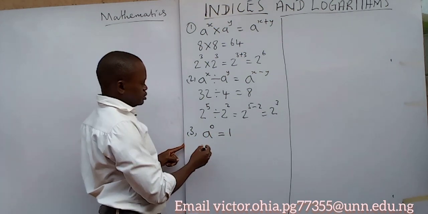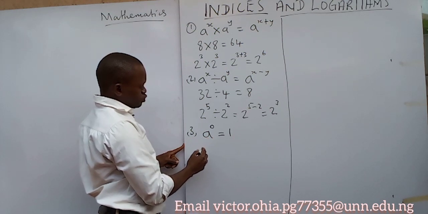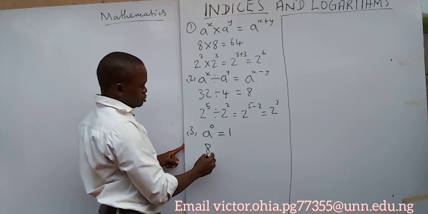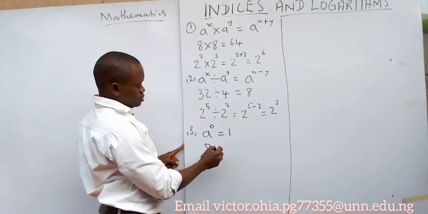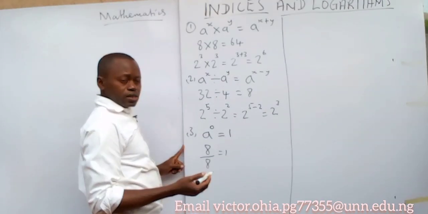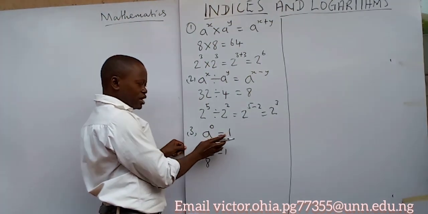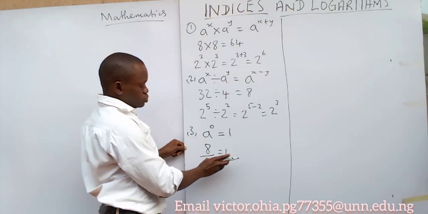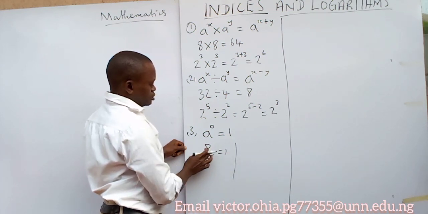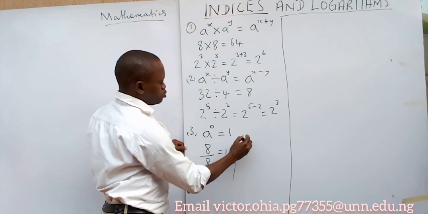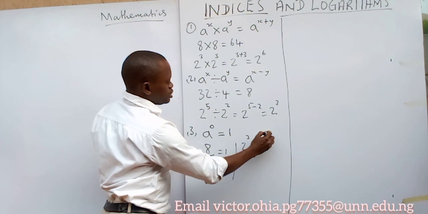Let me try something like this. I have been working with 8, even numbers. Now, if you have 8 divided by 8, what is it? 8 divided by 8 is 1. I'm sure that one, there is no argument about it. Okay. Now, let's see. 8 is the same thing as 2 raised to power 3. And I am saying divided by 2 again, raised to power 3.